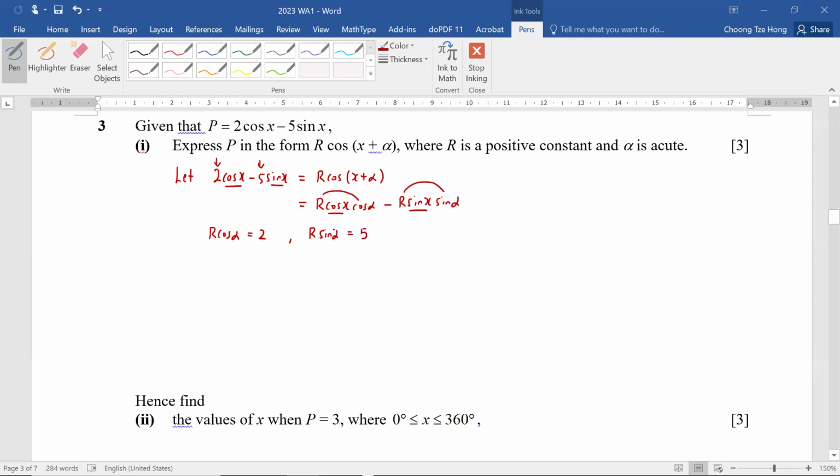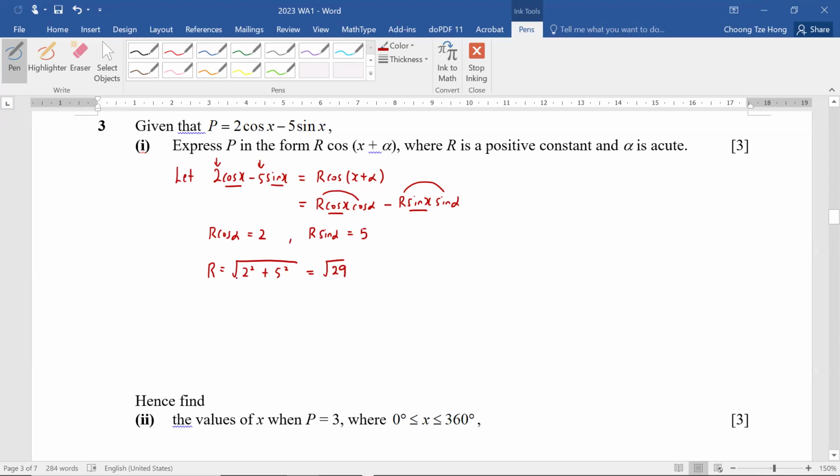From here we can then find R and alpha. R is actually quite standard. R will always be the square root of the sum of the squares of these two numbers. So 2 squared plus 5 squared. 2 squared is 4, 5 squared is 25, so 4 plus 25, you get square root 29. For the R formula, you can actually leave your answer in surd form.